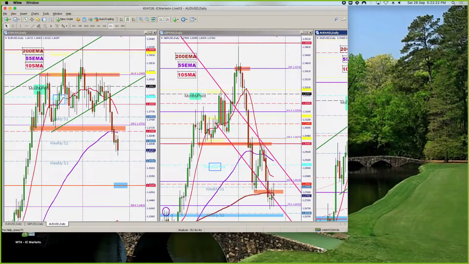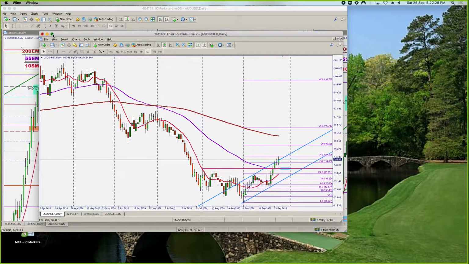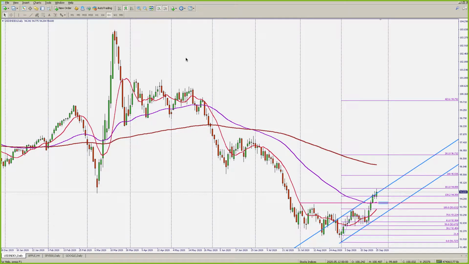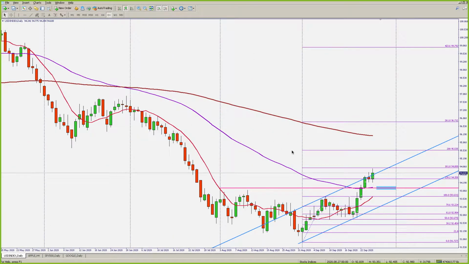Let's take a look at the US dollar index first. This is the daily chart for the DXY, and it had been attempting to find support for a while, and after making a higher low and finding support at this 50% fib retracement of this swing move up, it started straight away on the Monday right from the beginning of the week to break above the 55 EMA and close to hitting the 162 fib extension.